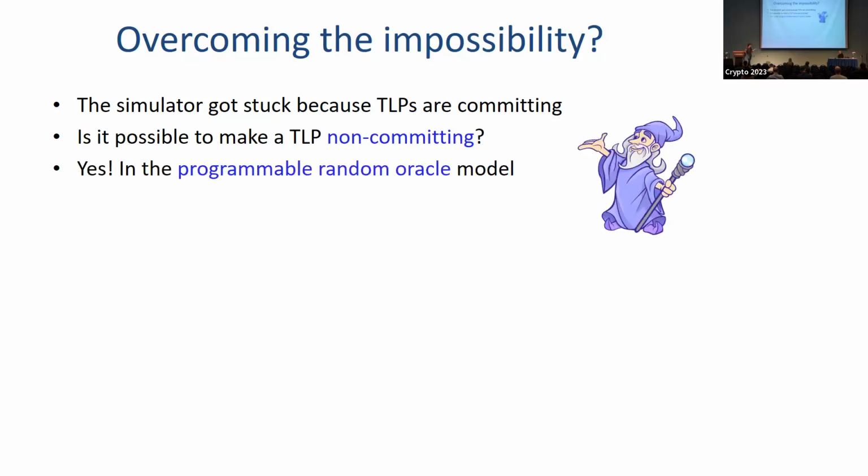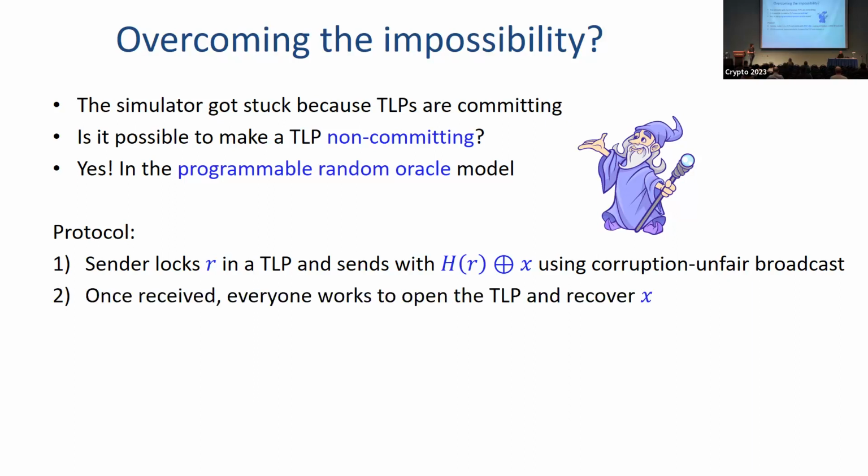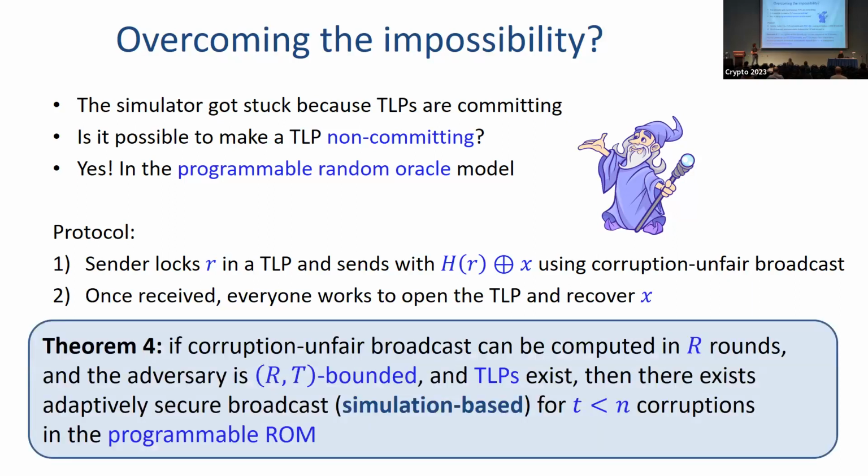With magic, right? In the programmable random oracle model. Here we use a standard trick where we don't put the message in the time lock puzzle, but we put some random seed. And then we hash the seed and use it as a one-time pad with the message, and that allows the simulator to equivocate the content later on. So in the programmable random oracle model, we can get simulation-based adaptively secure broadcast.